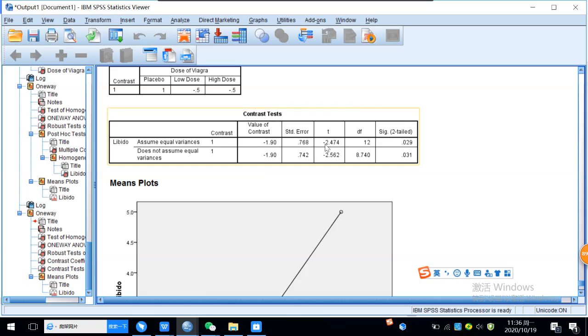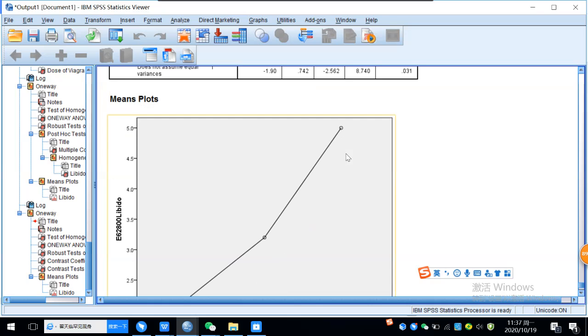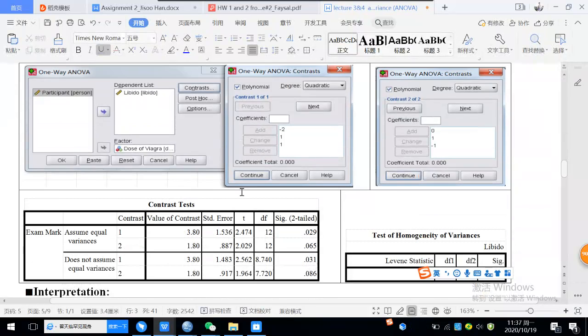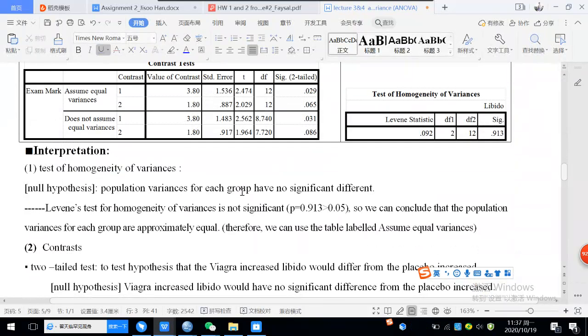Here, the t-value is minus 2.474. The corresponding significance is 0.029, which is less than 0.05. It shows the dose of Viagra has a significant difference between placebo and having Viagra. Okay, understand? Understand? Okay, so look at the result analysis here.